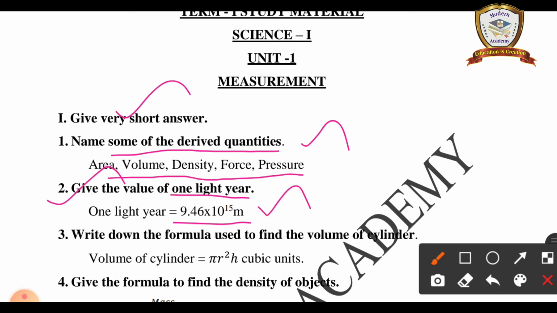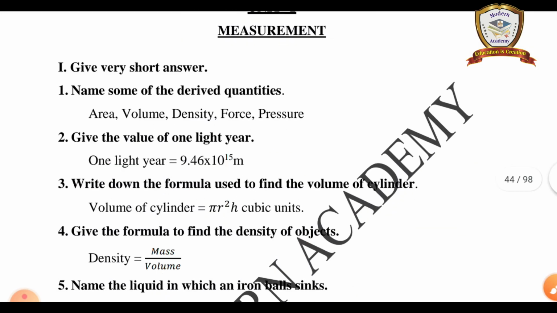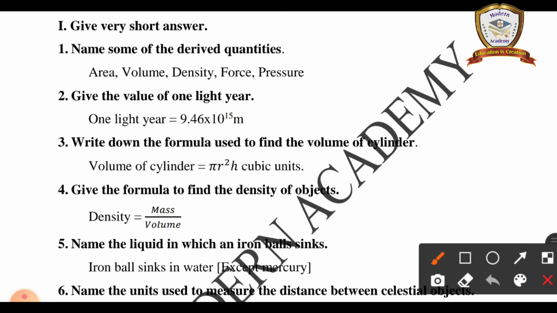Next, write down the formula used to find the volume of a cylinder. Volume of cylinder is equal to pi r squared h cubic unit. Next, give the formula to find the density of the object. Density is equal to mass by volume.